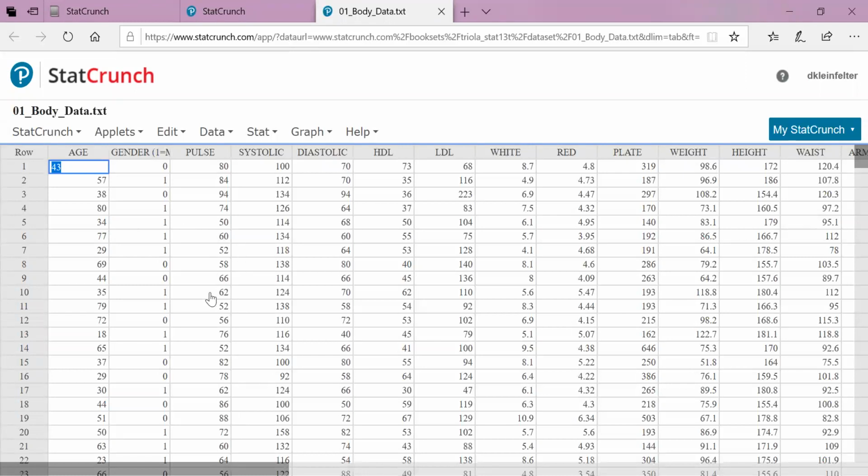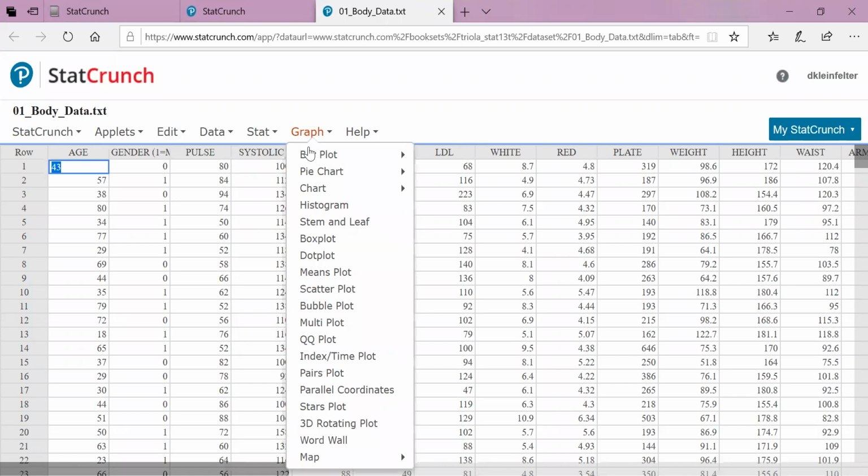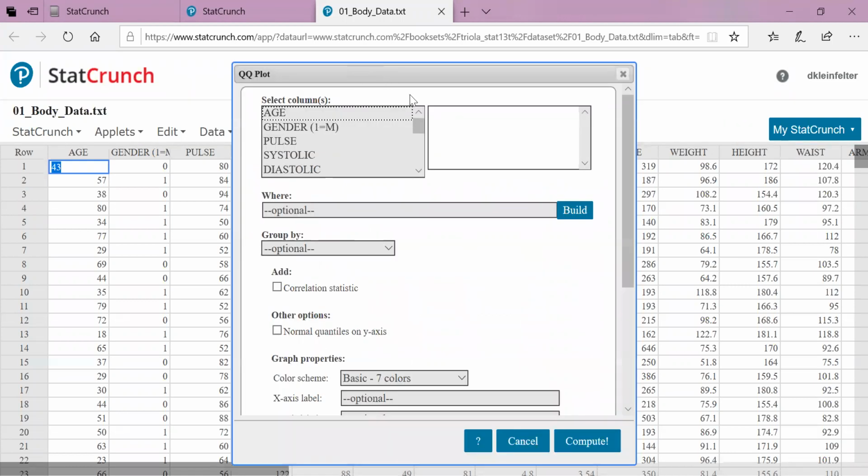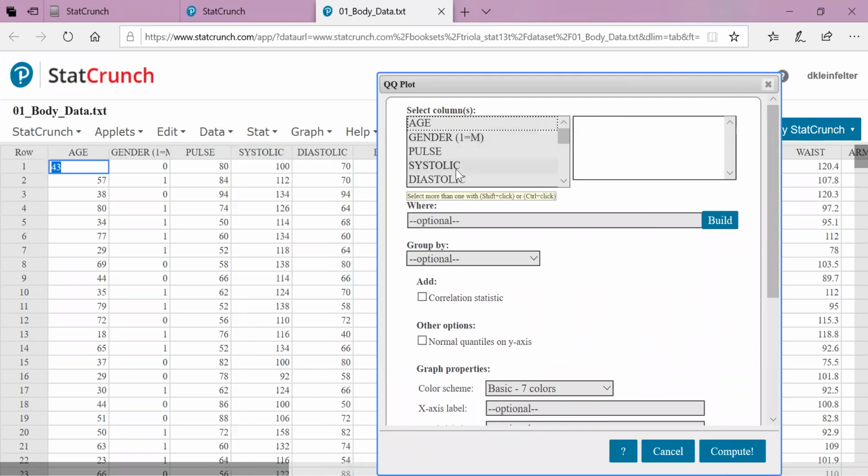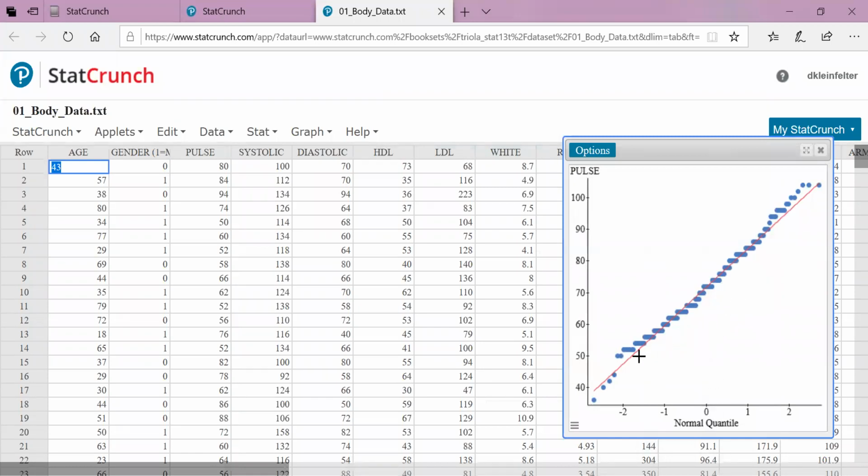So let's check and see if pulses are normally distributed. So we're going to go to Graph and then go about halfway down to where it says QQ Plot. Once you've selected QQ Plot, you have to decide what you would like a QQ plot of. I think I said pulse, and then you can play around with some of this other stuff, but I'm just going to hit Compute here, and that will give us a QQ plot. So it looks like the pulses don't deviate too far from a normal curve.